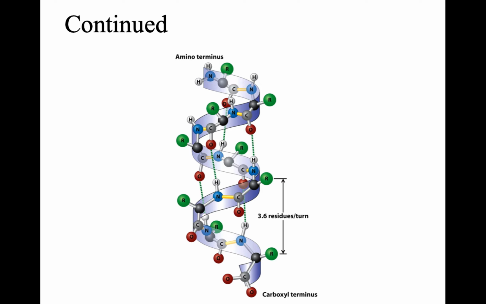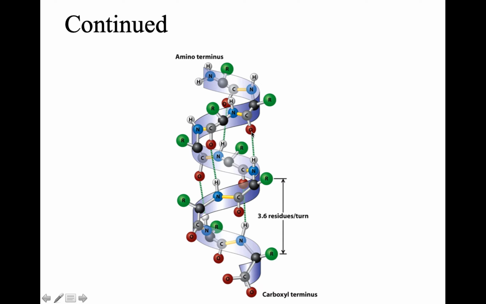As you can see here, these are the R groups, which are indicated in green color. So here the side chains of the amino acid residues are protruding outside. At the same time, we can also see the formation of the hydrogen bond. So here these green dots indicate the hydrogen bond between the carbonyl oxygen and the amide hydrogen.